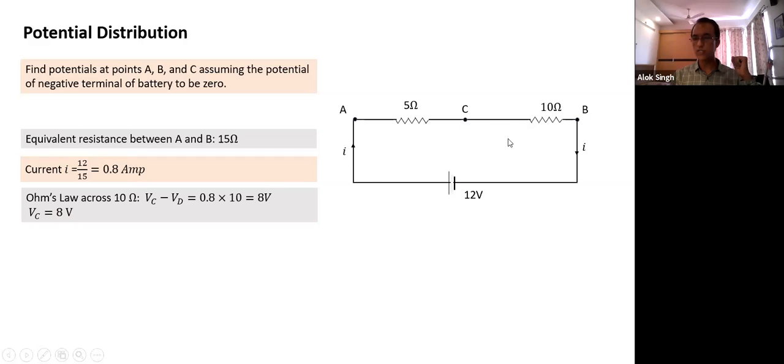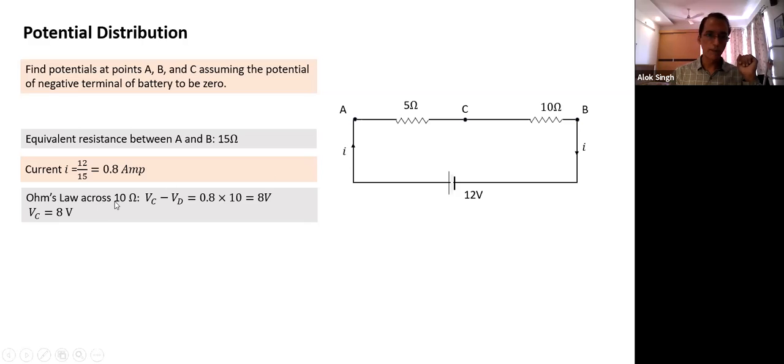When you apply Ohm's law for a resistor, what does V indicate? V indicates the potential difference across the endpoints of the resistance, and I indicates the current flowing through it. And when we take potential difference, we take it from which point to which point? If the current is flowing from C to D, the potential difference we take is VC minus VD.